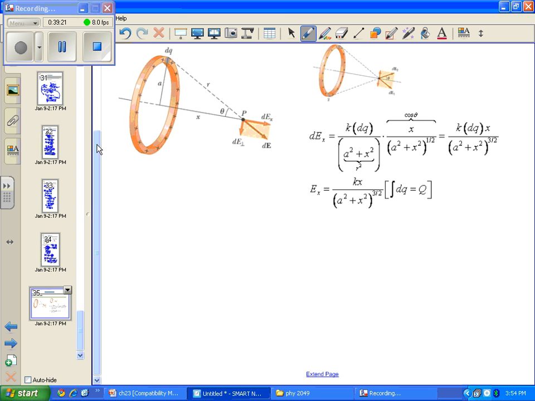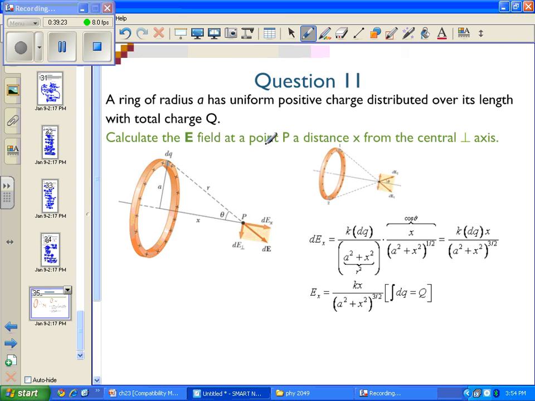So finally, we get to the last problem in this chapter set of problems. This problem gives us the same ring with the same uniform positive charge, but it says now we want to determine the electric field at a point P, which is a distance x. X is not variable. It's a constant. It's fixed. It's along the axis of the ring, but a distance x from the origin, from the center of the ring.